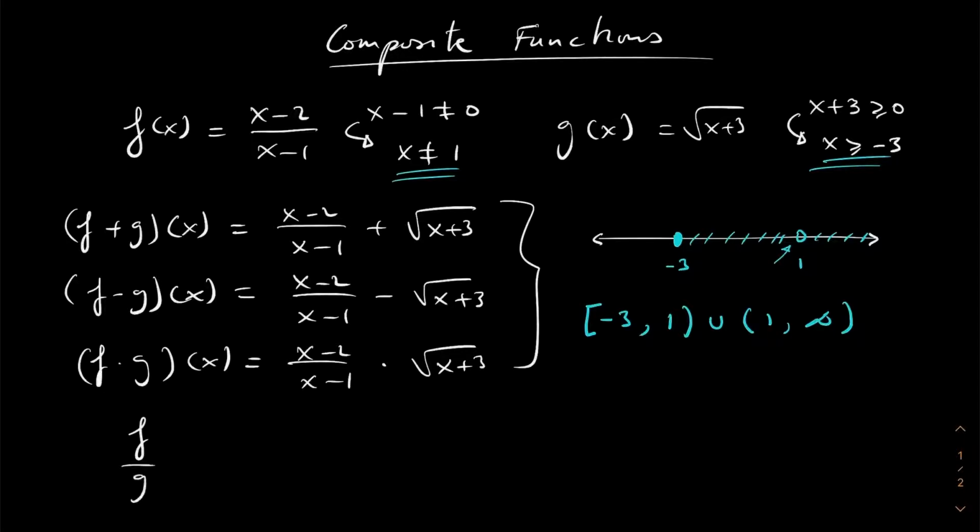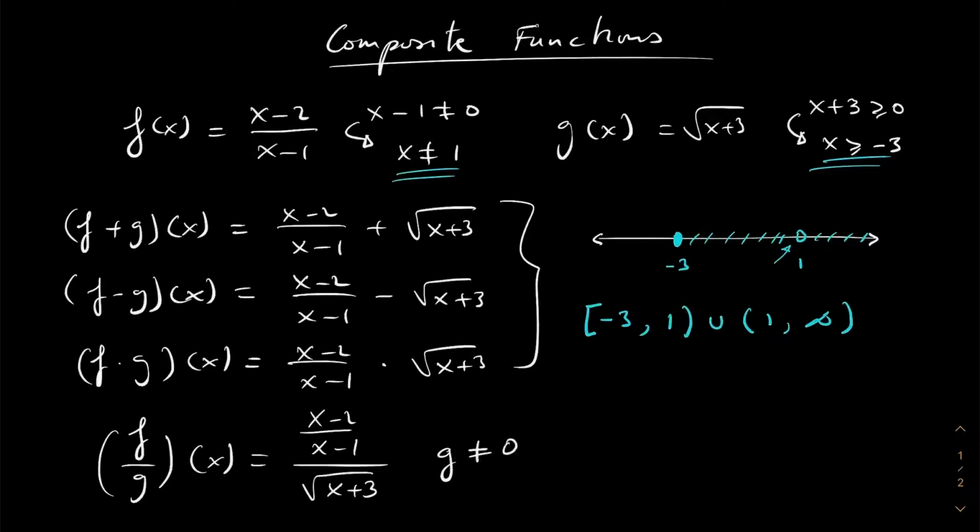So if I have, for instance, f divided by g of x, then that will be equal to f of x, which is x minus 2 divided by x minus 1, over g of x, which is the square root of x plus 3. And so since this is a division of functions, we want the bottom function g to not be equal to 0. On the number line, it would look just like before. You would have an open circle here for negative 3 and an open circle here for 1.